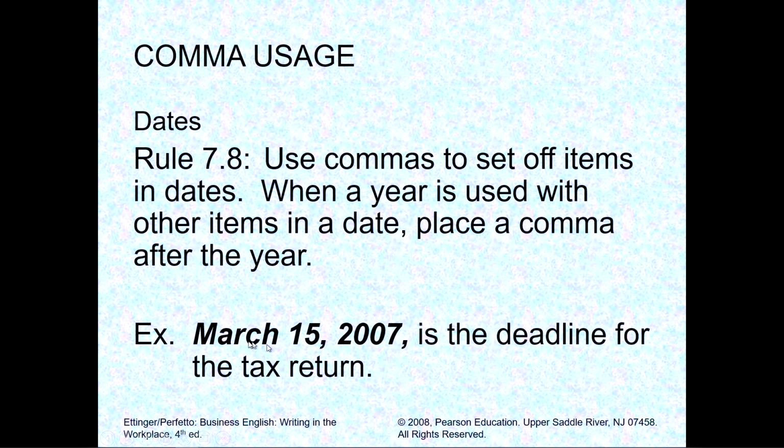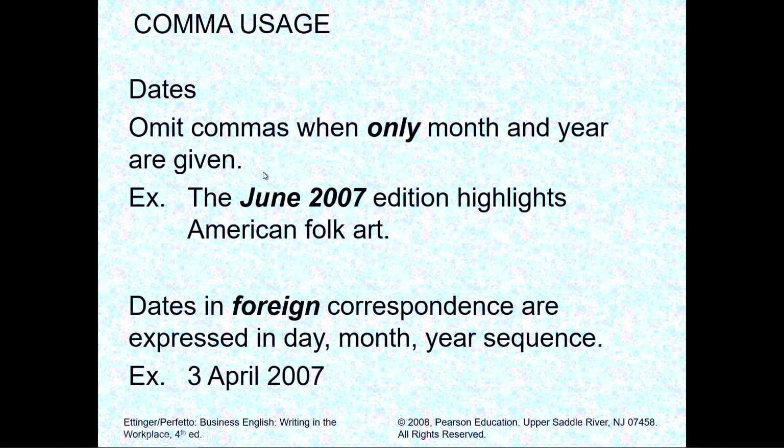No doubt about it. No comma between March and the actual day, but March 15th, comma, 2007, comma, is the deadline for the tax return, okay? So you do need two commas here to separate the date and then also the year. This does not change. This is if you have a complete date, March 15th, comma, 2007, comma, right? Now, omit commas when only month and year are given.